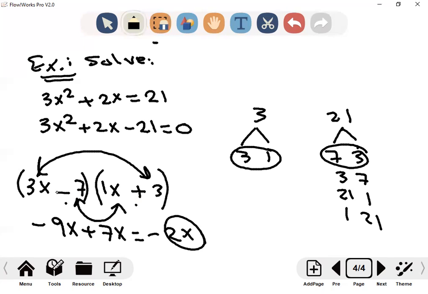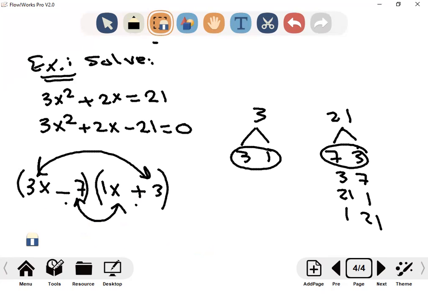Now check. 3x multiply 3, 9x, minus 7 multiply 1, minus 7x, equal 2x positive, which is my middle term, right? Now once you find it, you are done. What you will do now? Find the answers. I will leave this just to keep it in your mind.